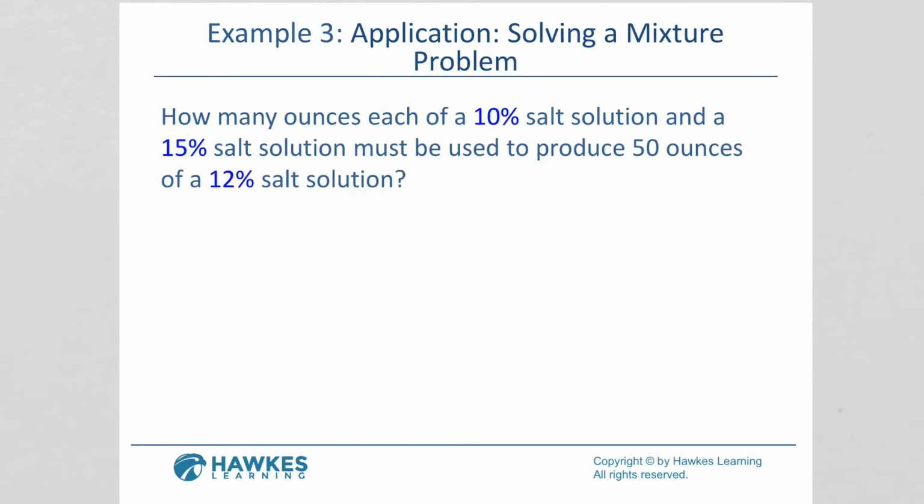Example 3. How many ounces of each of a 10% salt solution and a 15% salt solution must be used to produce 50 ounces of a 12% salt solution?